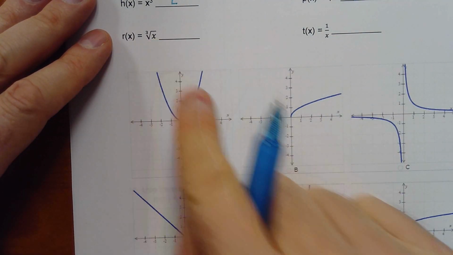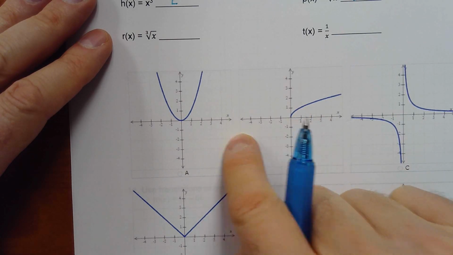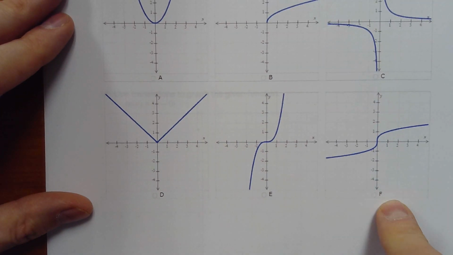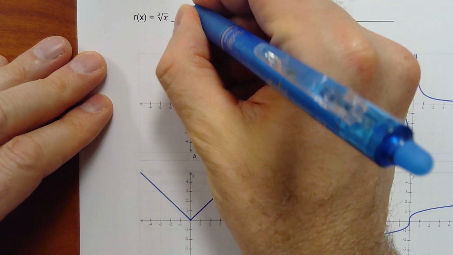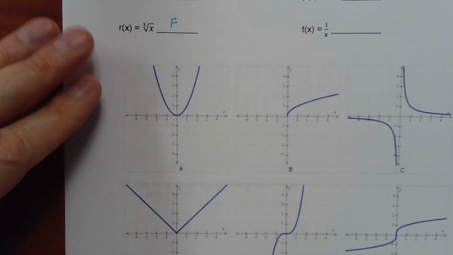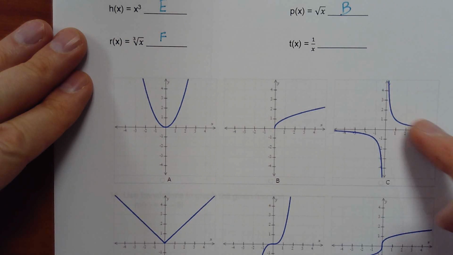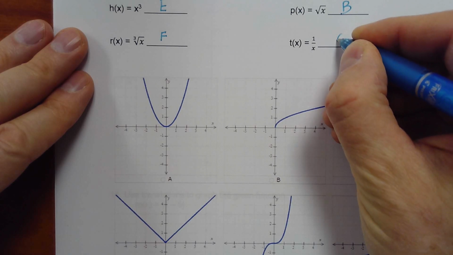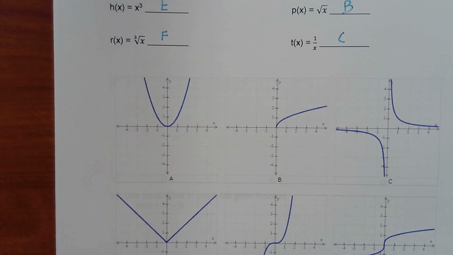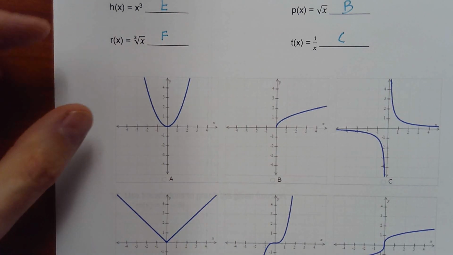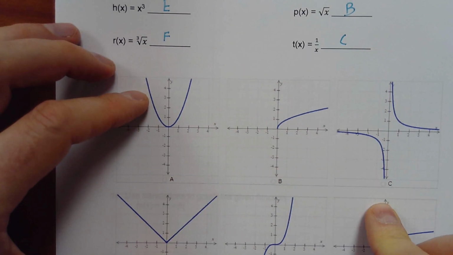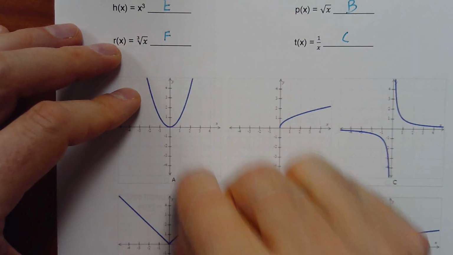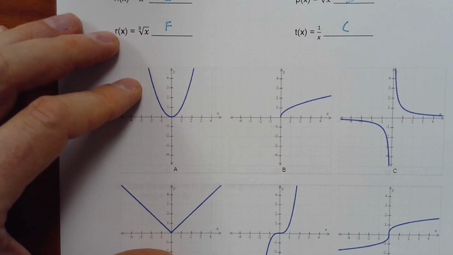Cube root of x kind of looks like the square root, but then it has this other piece over here. So that would be F. And then 1 over x, well, this one here is the one that hugs the axis. That would be C. Now on the actual test, you might have a problem like this. It might be where they give you the graphs, and then it's like a mix and match. You'll have to grab each of the functions and match it to the corresponding graph.